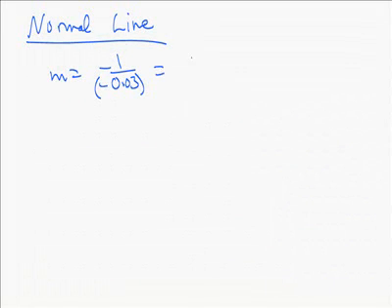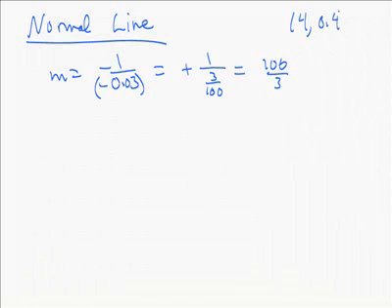So we have a negative over a negative, which is going to be a positive. We have a positive 1 over, now remember 0.03 is the same as 3 over 100, so if we flip that up, we get a positive 100 over 3 as our slope for the normal line. So now we have a line that's going through the same point of (4, 0.4) with the slope of 100 over 3. And so we have y equals mx plus b form again.